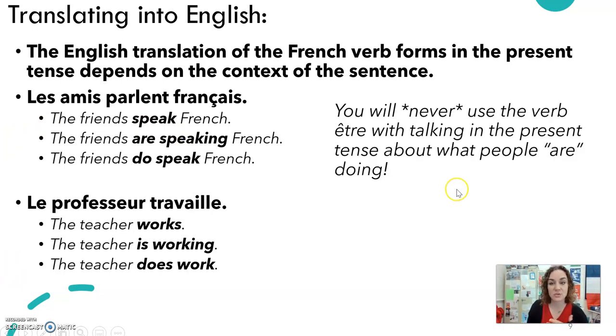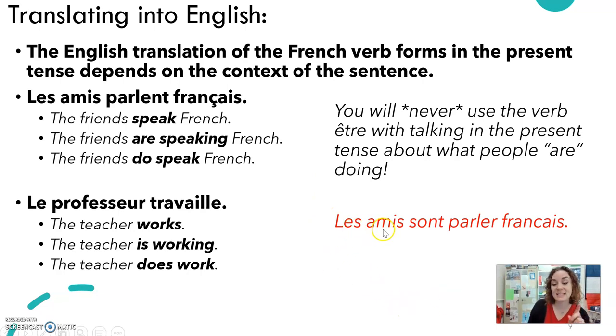You will never use the verb être when you're talking in the present tense to say what people are doing. You will never have two verbs like "are speaking" put together like that. In French, the present tense is one word. So you will never say "les amis sont parler français" to say the friends are speaking French.